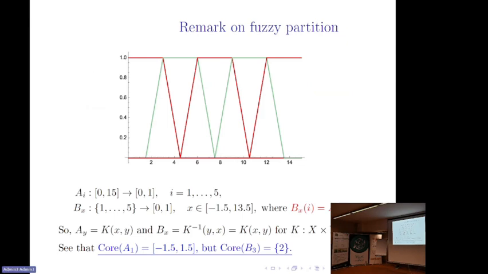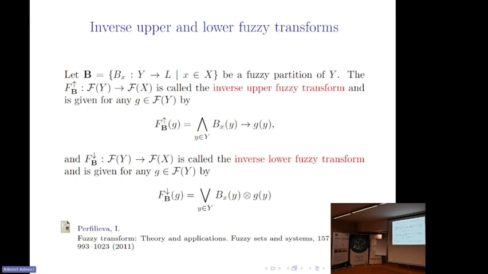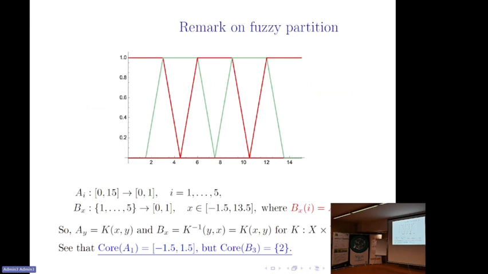What is really interesting is that in these formulas we consider two partitions. One partition is used to transform functions from the space FX to the space FY, and another partition somehow transforms functions from FY to FX. What is interesting is that, for example, here AI is a fuzzy set defined like here, and BX is defined in another way.